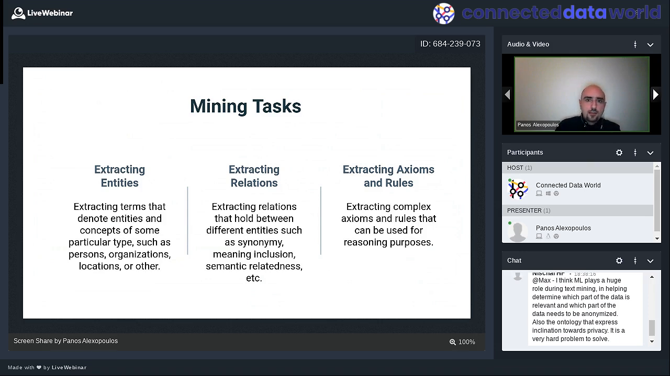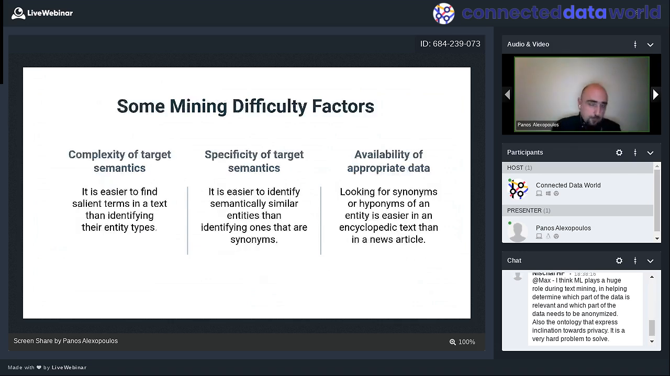And then there's also the task of mining more complex knowledge. It can be of events or more axioms and rules that can be used for reasoning purposes. Today we will focus on the first 2 tasks, on extracting entities and on extracting relations.